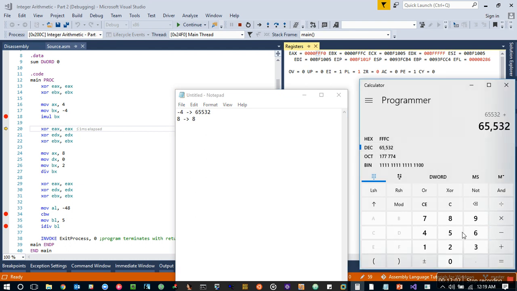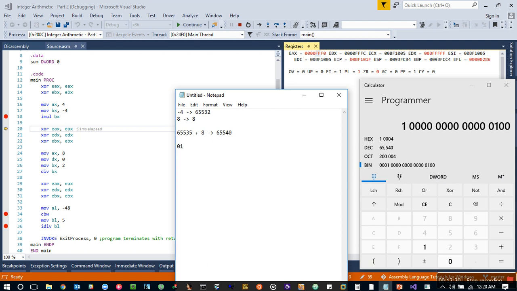When you do plus 8, so you get 65,540. So when you add 65,535 plus 8, you get 65,540. And towards here in the binary you see the last 4 bits, 0100. We just saw that it's 4. Let's verify that. 100, it is 4.